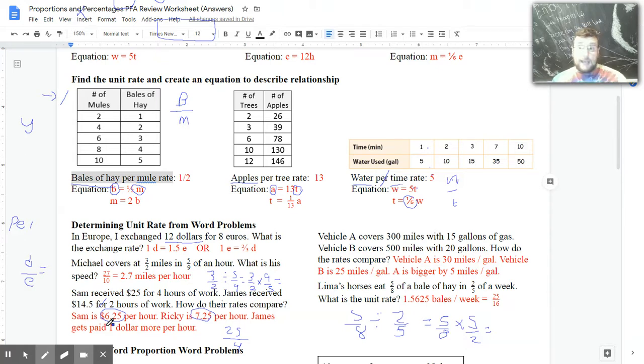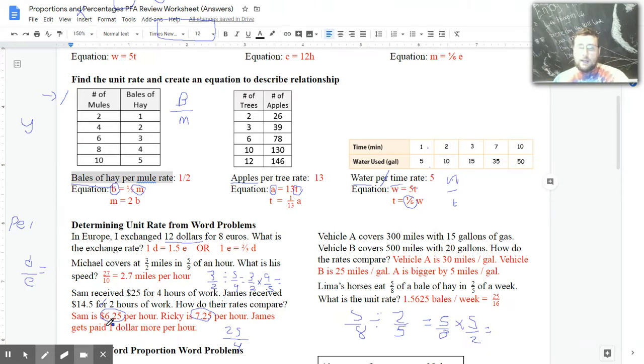So the secret for ones that ask you to compare rates is to do one rate for the first person and one rate for the second person. The only hint I have for you there is don't make the mistake of getting Sam's numbers and confusing them with James' numbers. Each sentence is separate. Sam is one person, James is the other.